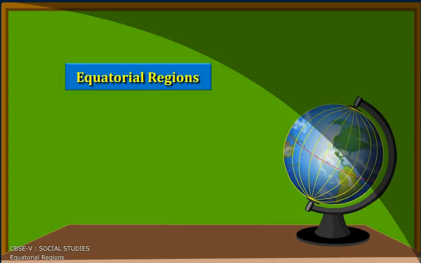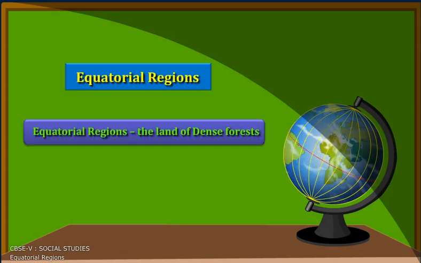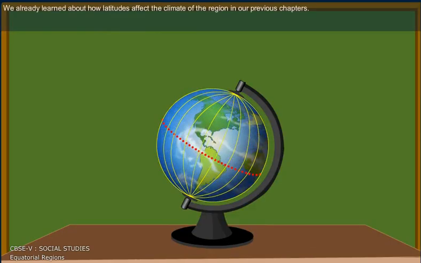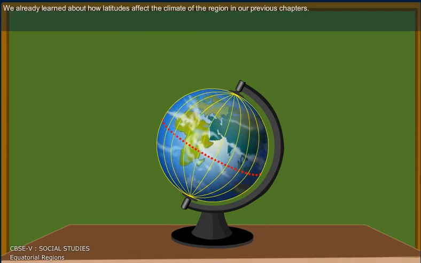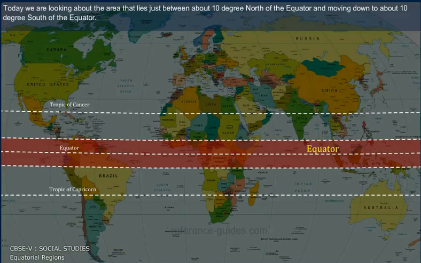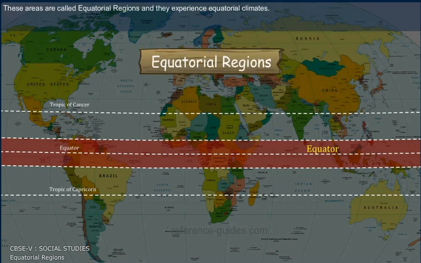Equatorial Regions, the land of dense forest. We already learned about how latitudes affect the climate of the region in our previous chapters. Today we are looking at the area that lies between about 10 degrees north of the equator and moving down to about 10 degrees south of the equator.